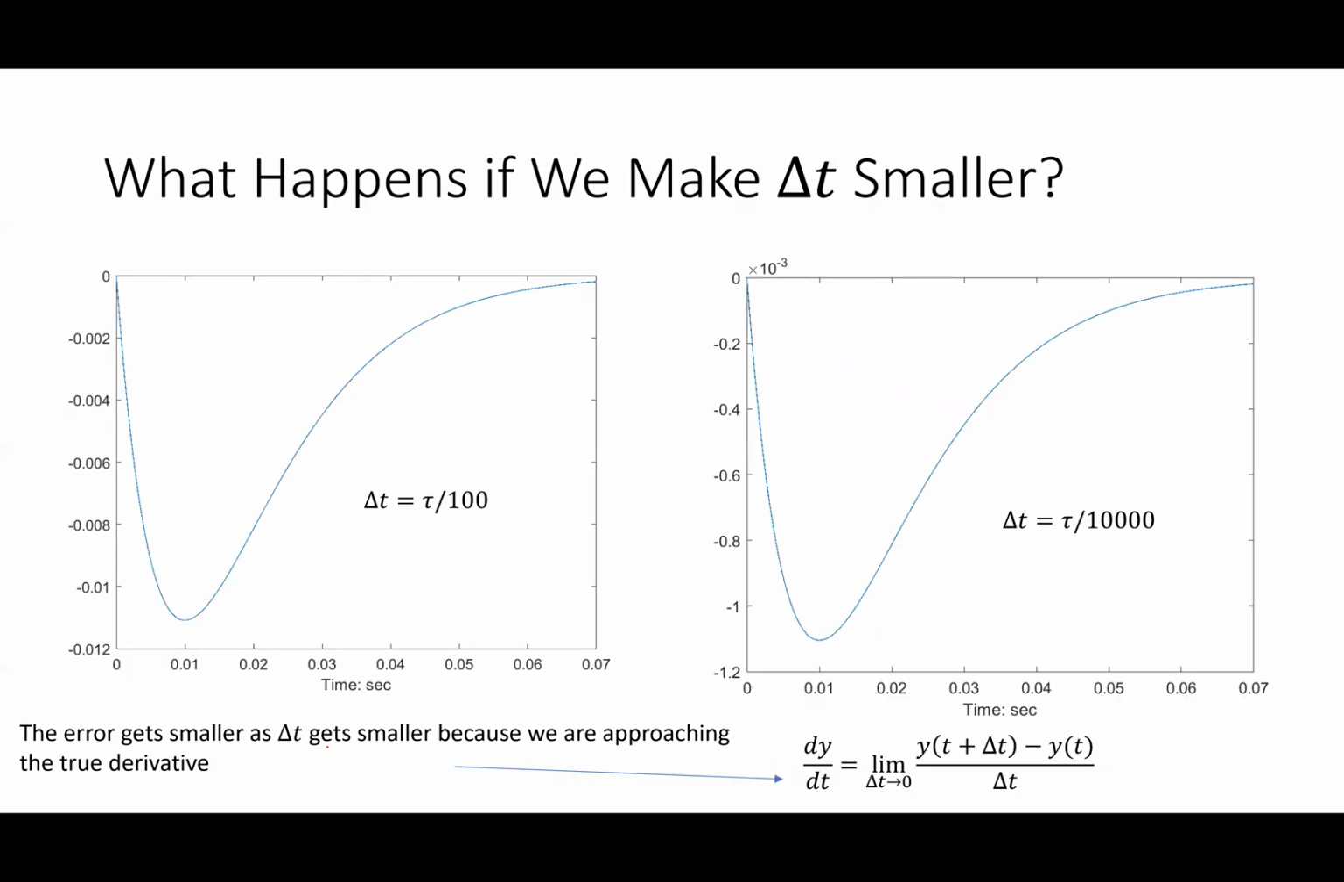So here's what I did. This is what I had originally. I chose my delta t to be tau over 100. Here I chose it to be tau divided by 10,000. Okay, now first you might look at that and go, well, that looks worse.